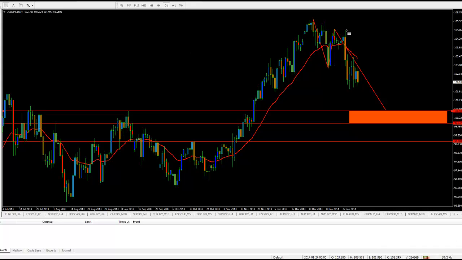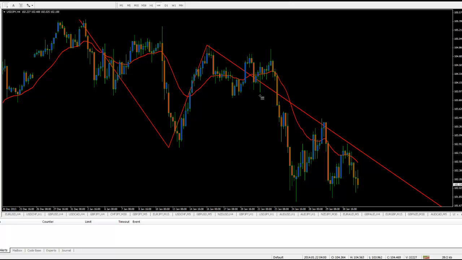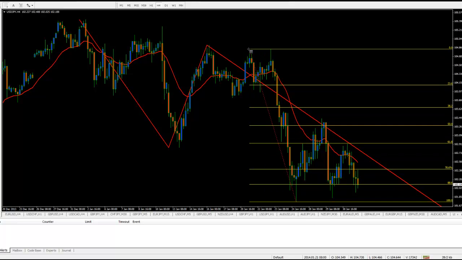Okay, impulse wave. Let's go to the bottom of the impulse wave, pull it back to the beginning. Now if we drop down to the 4-hour, we can see this move and then a move down. So what we're going to actually do is call this wave 1, 2, 3, wave 4 consolidation, and then a move out the bottom of wave 3. So we're going to pull a Fibo level like so.